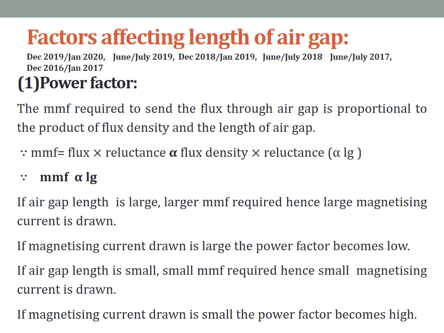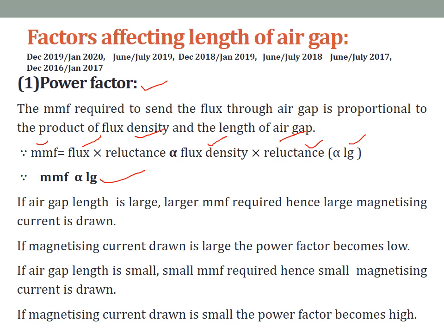Now this air gap length is going to affect the power factor of the machine. We know that the MMF required to send the flux through the air gap is proportional to the product of flux density and length of air gap. This MMF is equal to flux multiplied by reluctance, and reluctance is proportional to Lg. So the MMF required is directly proportional to Lg, the length of air gap.